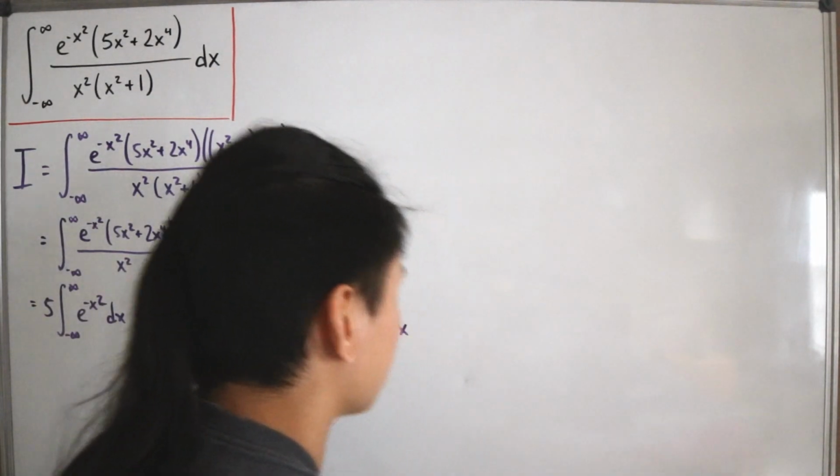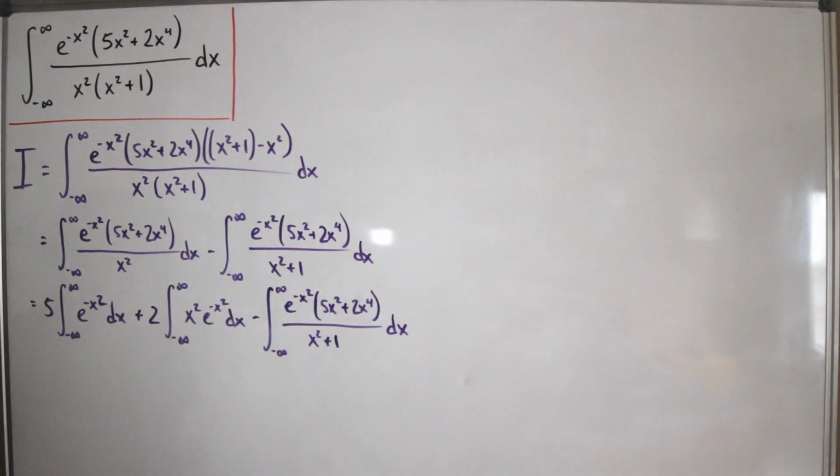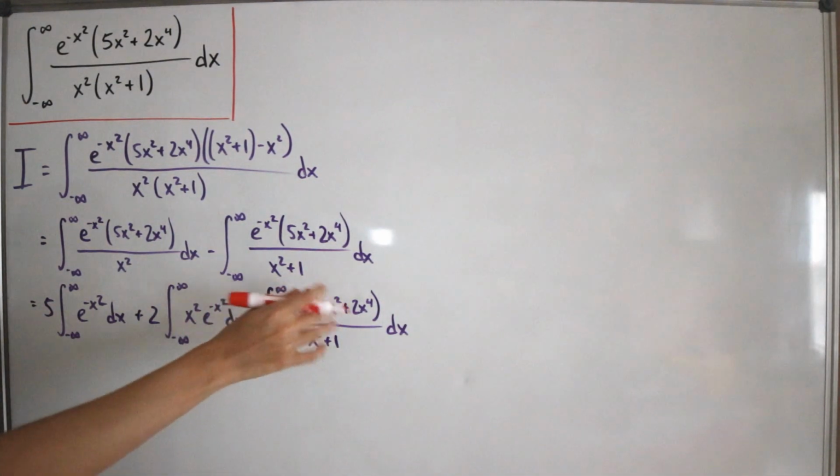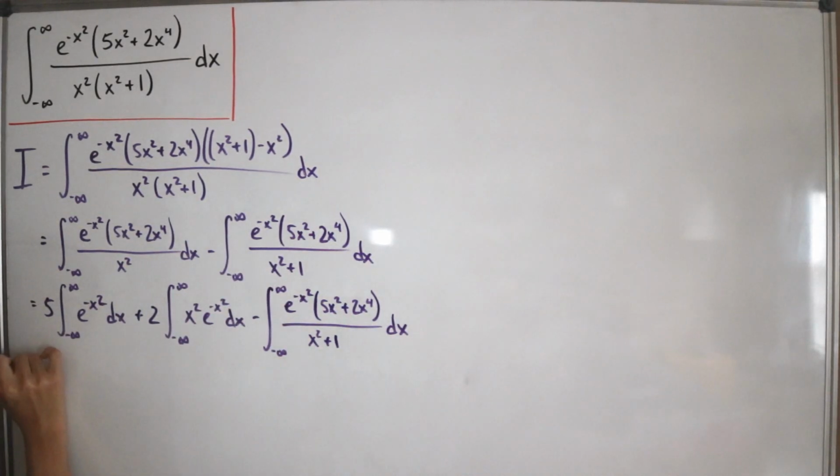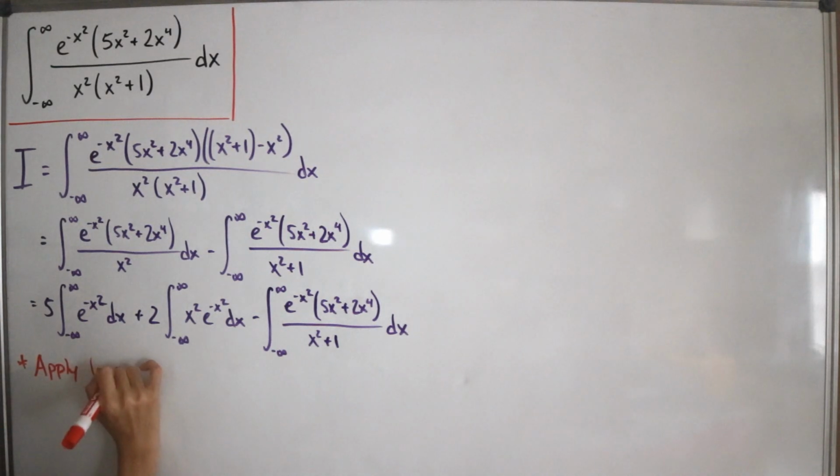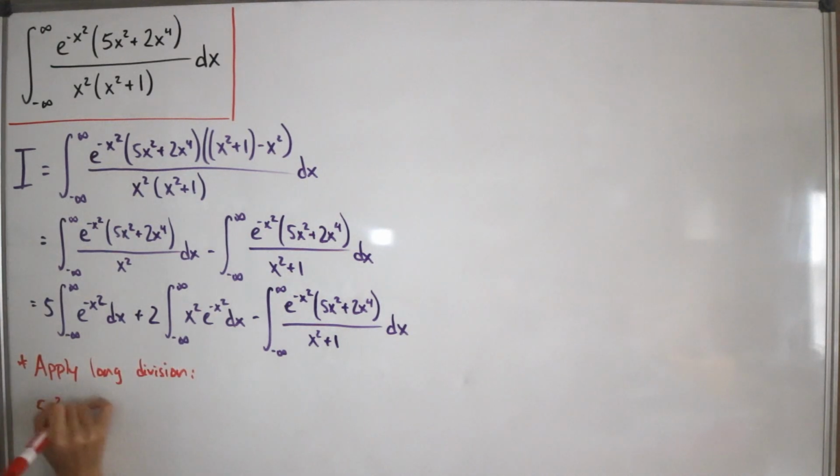What we really want to pay attention to is the 5x squared plus 2x to the fourth, divided by x squared plus 1. So, saving you all the trouble, what you'll need to do here is apply some long division, and you can do the verification yourself. So apply long division.